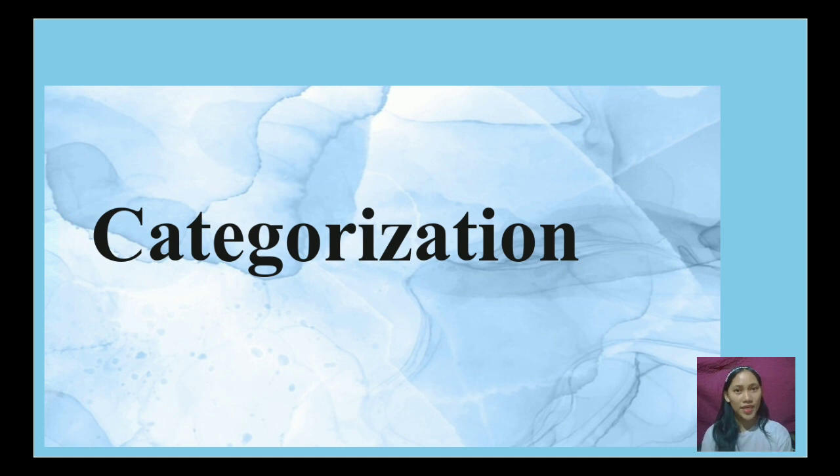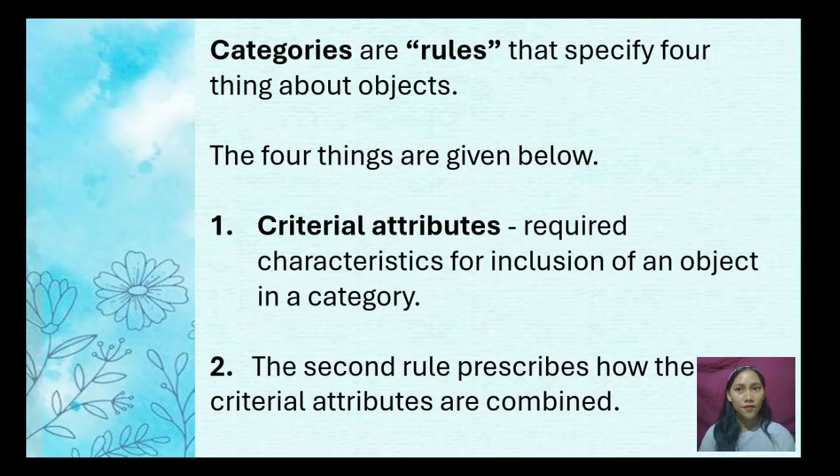So let's begin. Categorization. Bruner gave much attention to categorization of information in the construction of internal cognitive maps. He believed that perception, conceptualization, learning, decision-making, and making inferences all involve categorization. So, categories are rules that specify four things about objects.